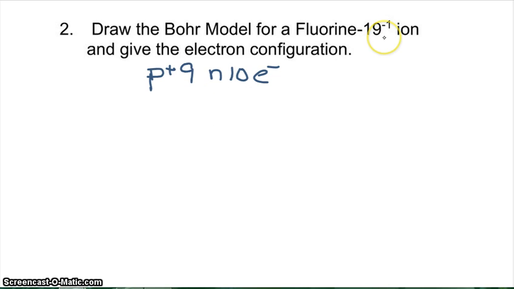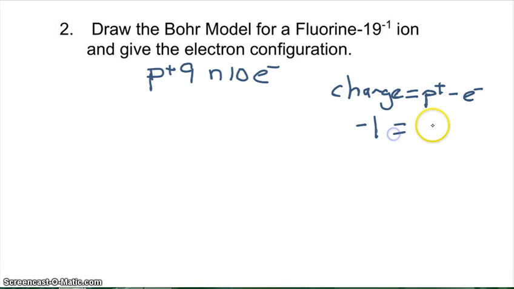Our electrons are going to be a little bit trickier because now we have a -1 charge. We know that we can find our charge by subtracting your electrons from your protons. So right away we know that our charge is -1. Your charge, if there is one, will always be superscript, raised to the upper right, and equals 9 minus our number of electrons. So that means our electrons in this case are going to be equal to 10. We're going to have 10 electrons.